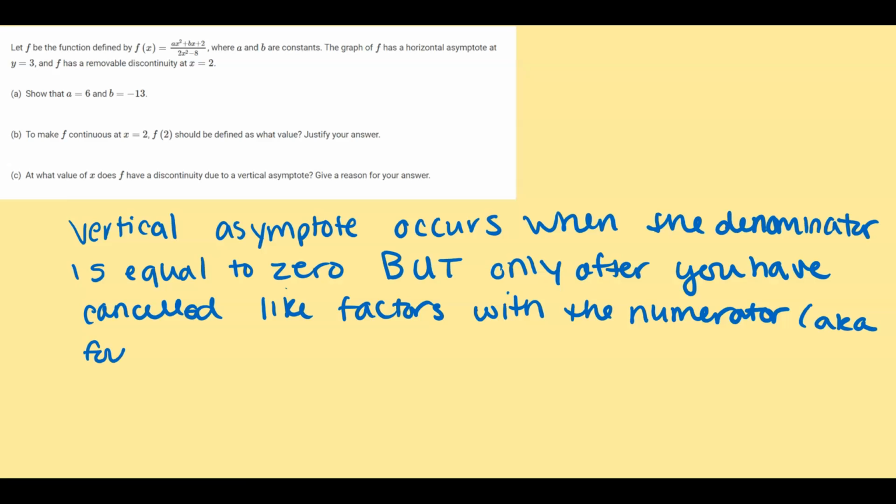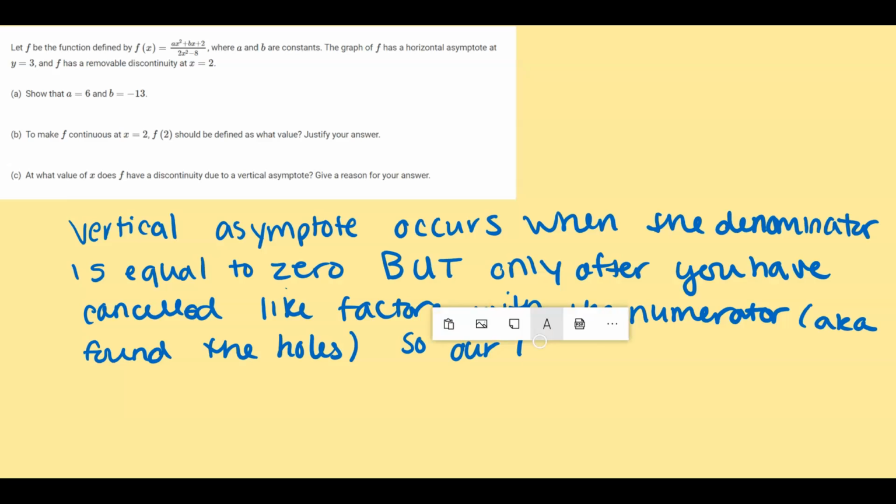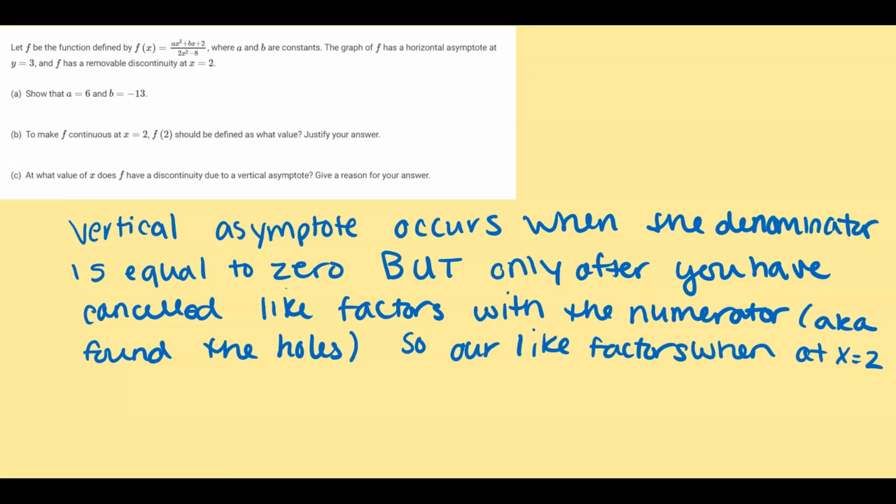AKA, you found the holes. So our like factors were at x equals 2. The vertical asymptotes will be where the rest of the denominator is equal to 0. So again, that's the 2 times (x minus 2)(x plus 2). But we know that the x minus 2 was where the hole occurred. The factor 2 can't equal 0. So the vertical asymptote will occur when x equals negative 2.